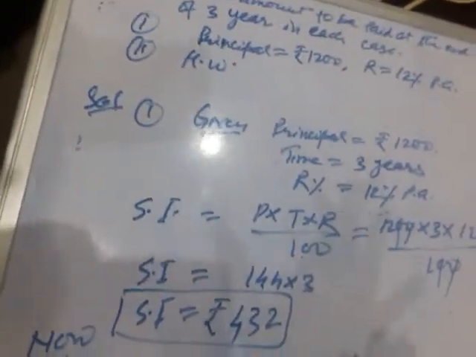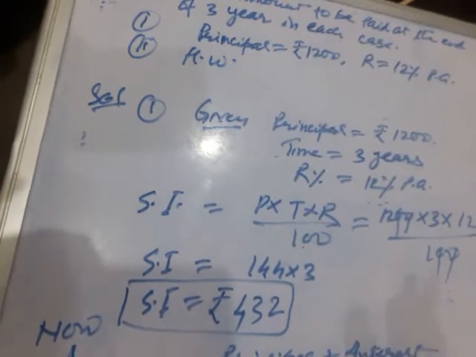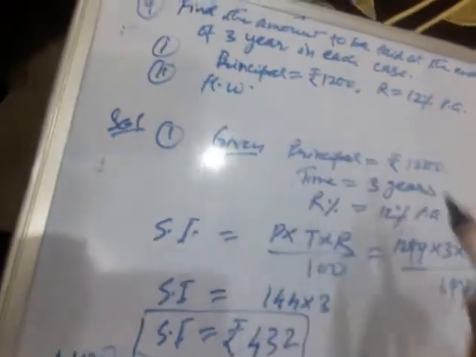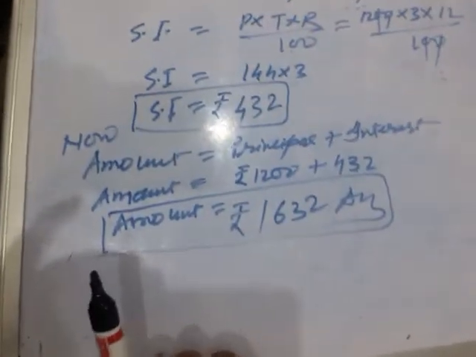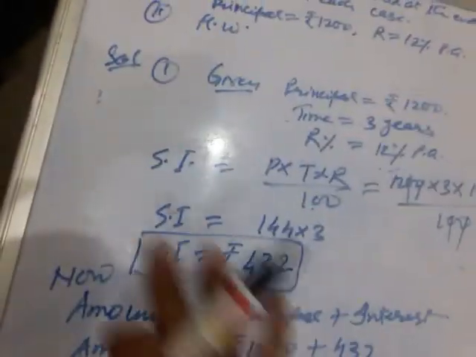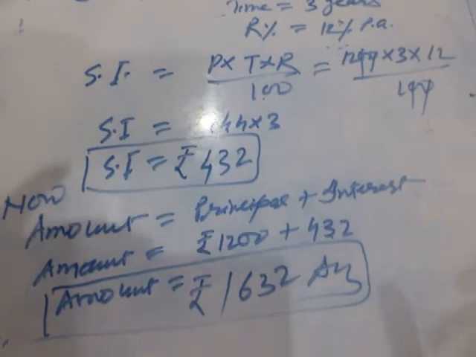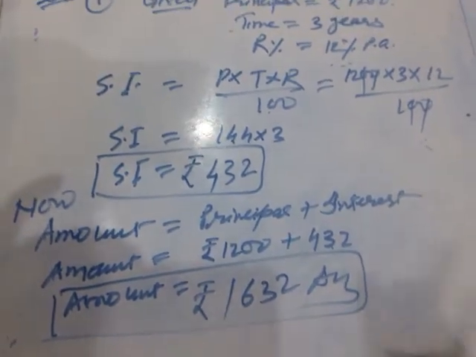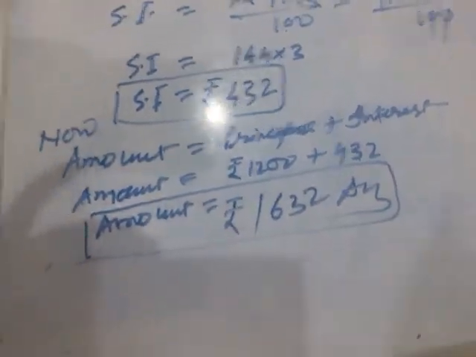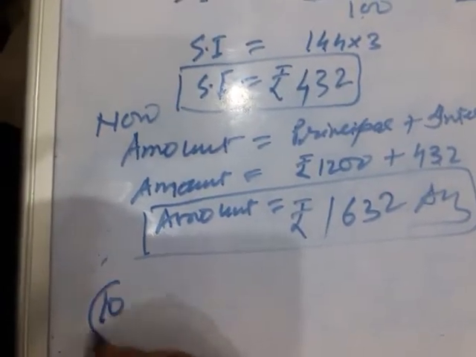See, it means that at the end of 3 years, the amount will be rupees 1632. The second part I am leaving because you have to follow the same fashion, and you will find out the answer yourself. Now let us come to question number 10.